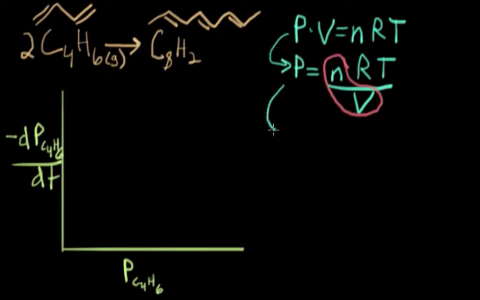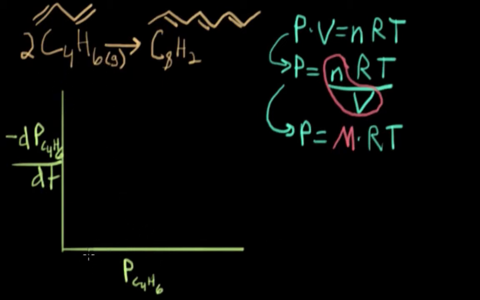So we can rewrite this again as P equals the concentration, and I'm going to abbreviate that as big M for molarity, times RT. So pressure is directly related to the concentration or the molarity by the gas constant R and the temperature T. So we can talk about these reactions and their rates in terms of partial pressures if we're dealing with gases. That's why here I'm comparing the rate of consumption of C4H6 to the partial pressure of it.